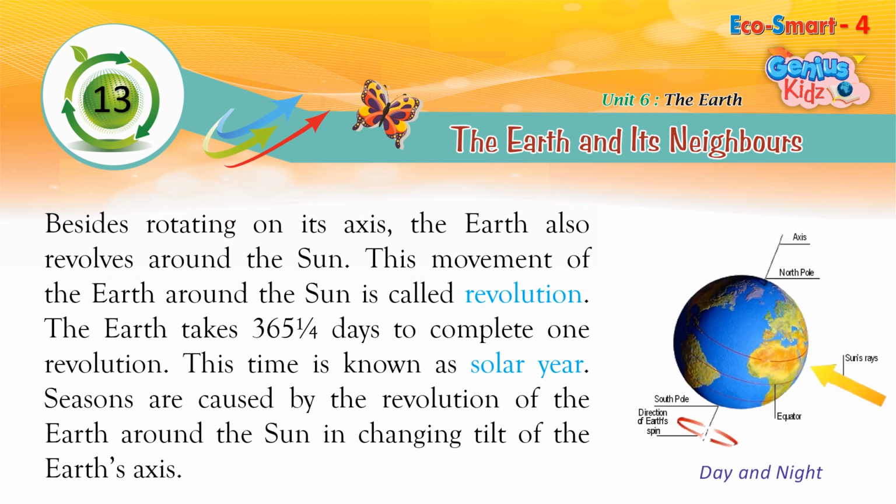Besides rotating on its axis, the Earth also revolves around the sun. This movement of the Earth around the sun is called revolution. The Earth takes 365.25 days to complete one revolution. This time is known as a solar year. Seasons are caused by the revolution of the Earth around the sun and the changing tilt of the Earth's axis.